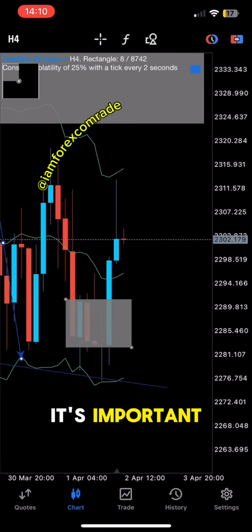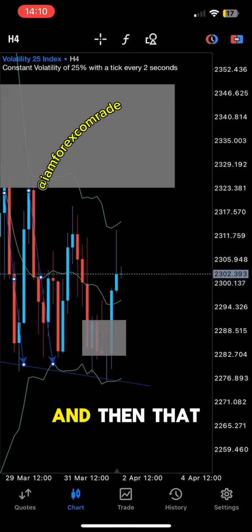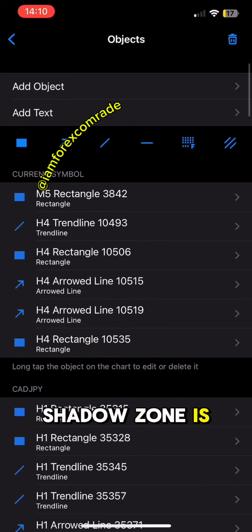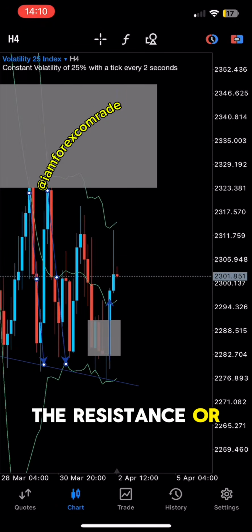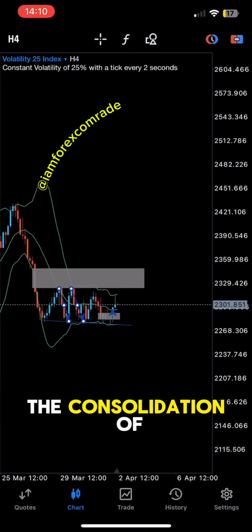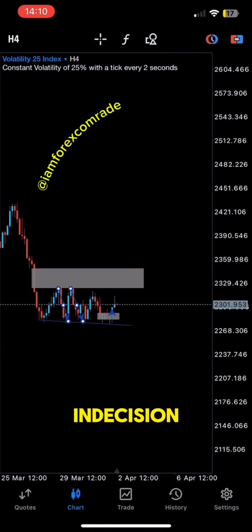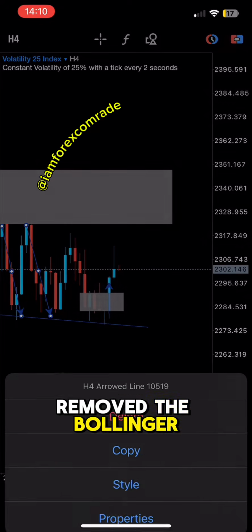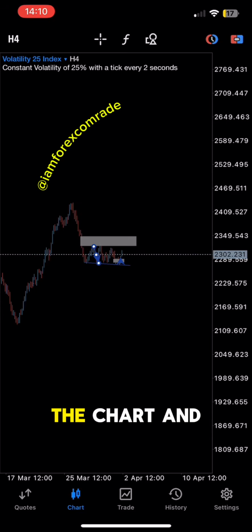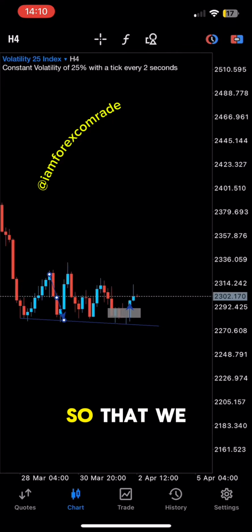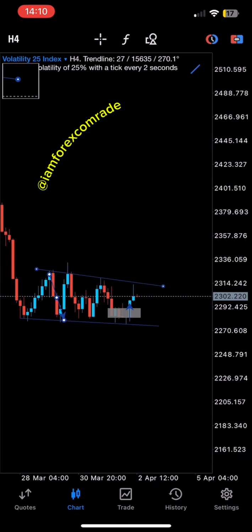It's important because we understand where the price is coming from, and then that shadow zone is marking the resistance or the consolidation of the market. That was actually a point of indecision. And then I've removed the Bollinger Bands so that we can clearly see the chart and the candlesticks and understand thoroughly using pure price action.